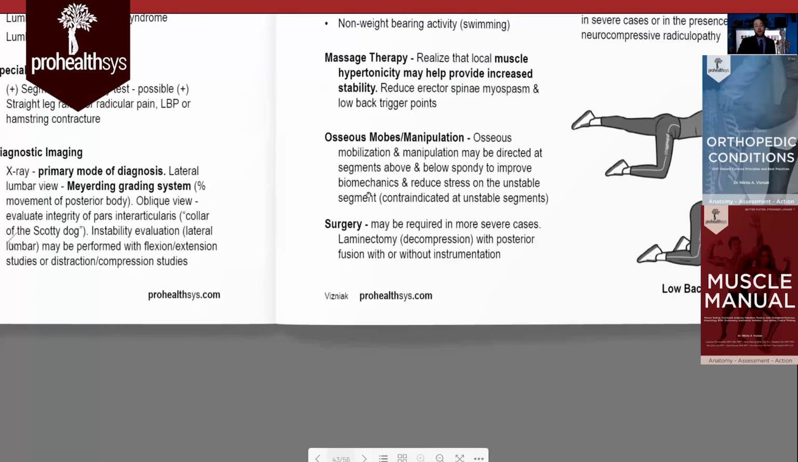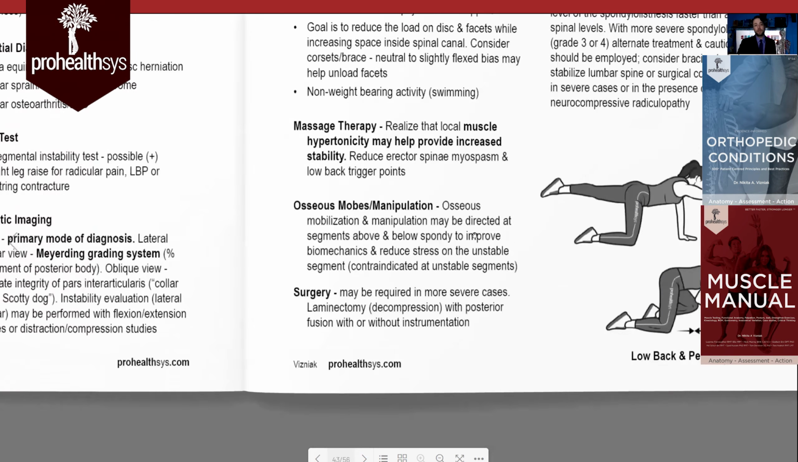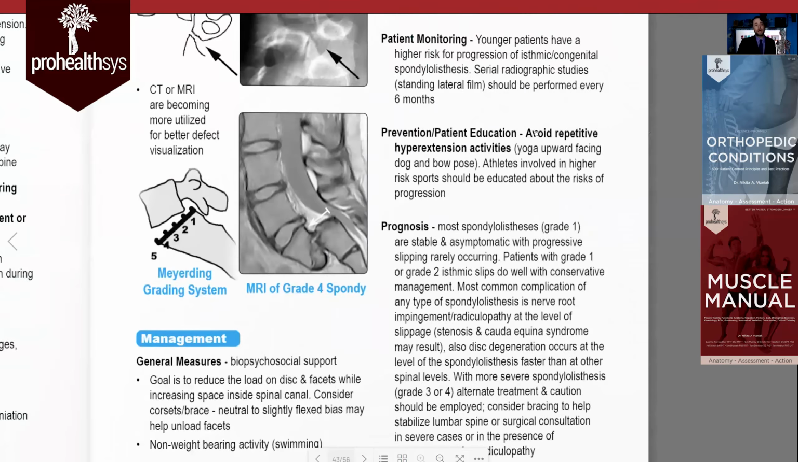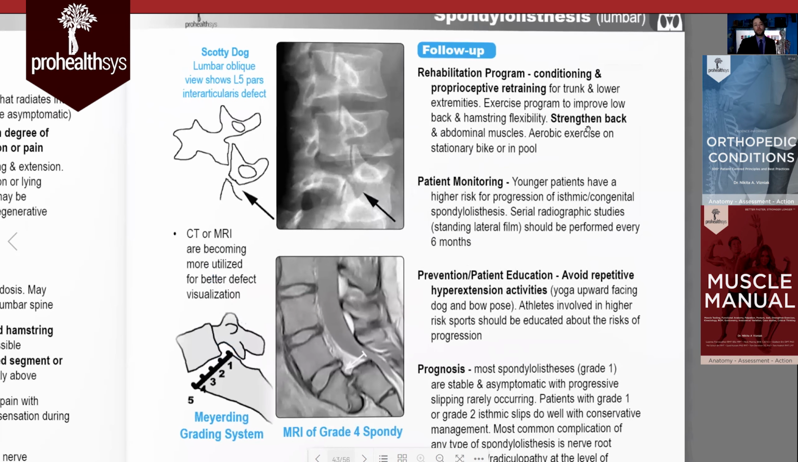Surgery can be required, especially in more severe cases where you can have surgical pinning taking place with plates or wires to hold them in place. Okay. All right. What am I going to do for follow-up? Conditioning and proprioceptive retraining. We've got to get you to move in a safe way and get your body to do that naturally. So strengthening of back and abdominal musculature and trying to do it without excessive compression, such as in a pool, is huge.